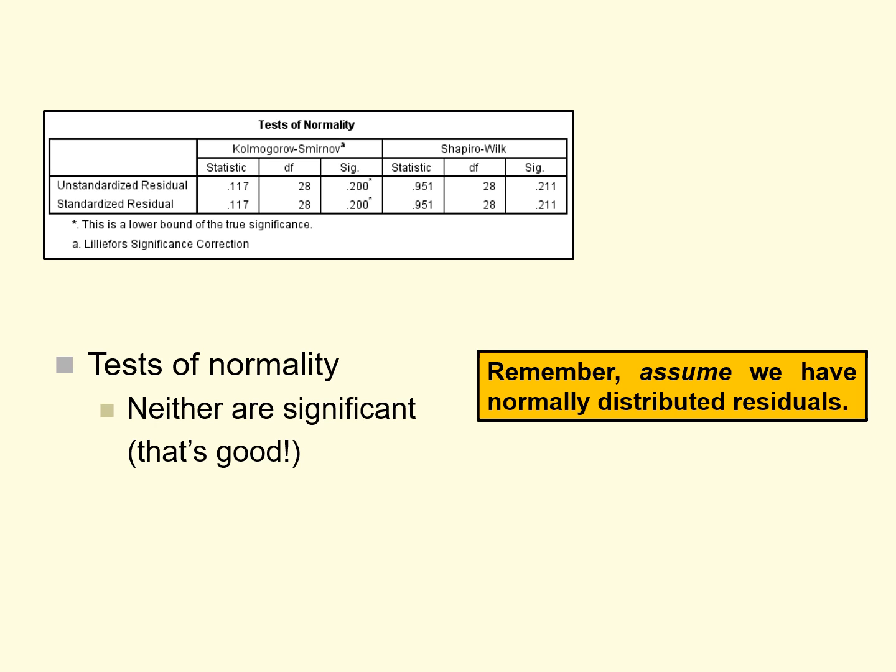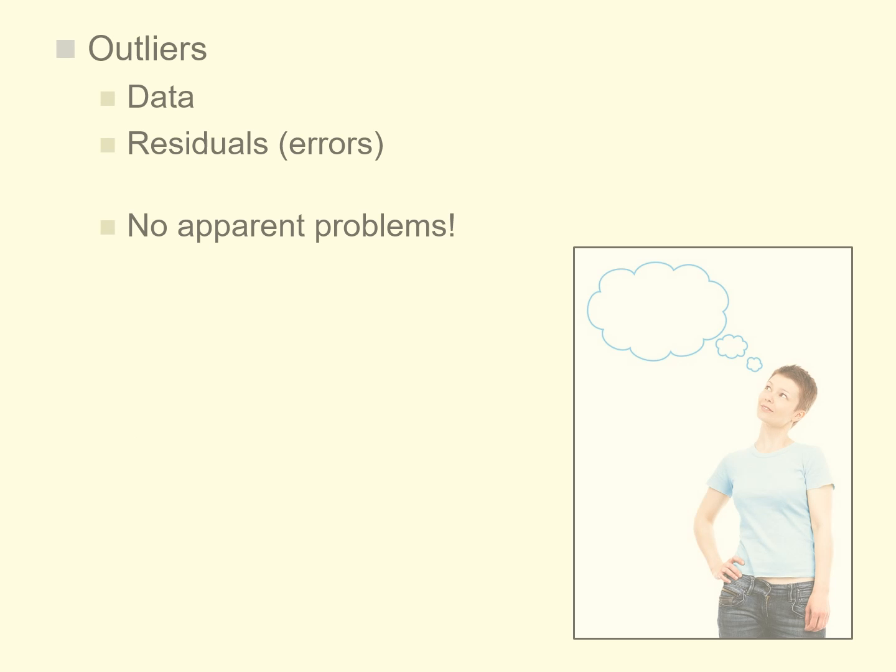Anyway, just to be clear here, I don't need to run these tests on both the standardized and unstandardized values. As you can see, the results are the same because, of course, the distributions for unstandardized and standardized residuals are the same. So we've looked at our outliers, both the sample data and the residuals, and there are no apparent problems. Well, that's good.